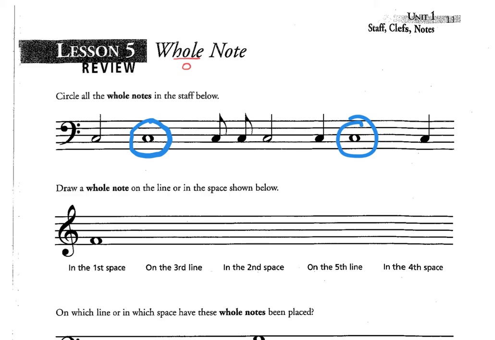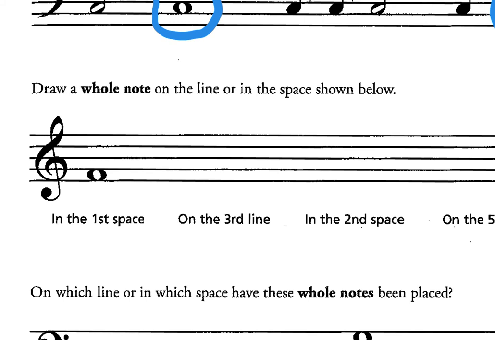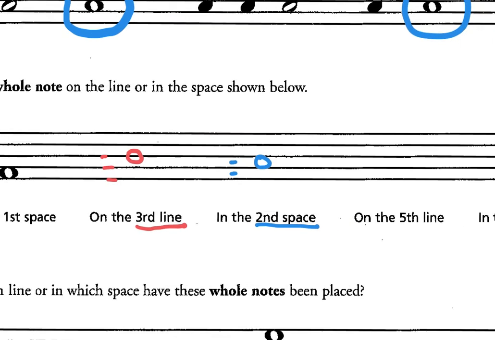Now, if you went on to the next part, you saw that it says, draw a whole note on the line or in the space shown below. Let's go ahead and do that. We practiced this a few minutes ago. First it says, in the first space, that is space 1, so they drew it in there. Let's try the next one. On the 3rd line. 1, 2, 3. There's the 3rd line. Maybe you can watch me counting with my colors. This next one says in the 2nd space. I'm going to go, there's space 1, there's space 2, so that is where I want to draw it. I'm just counting from the bottom up every time.